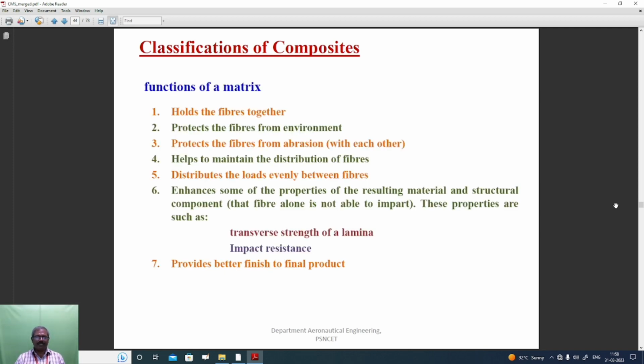The function of the matrix is that it holds the fibers together, protects the fibers from the environment, protects the fibers from abrasion, helps to maintain the distribution of fibers, distributes the loads evenly between fibers, and enhances some of the properties of the resulting material and structural component. These properties are such as transverse strength of the lamina and impact resistance. They also provide a better finish to the final product.